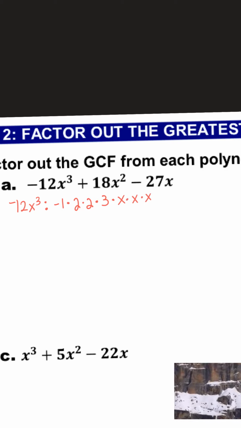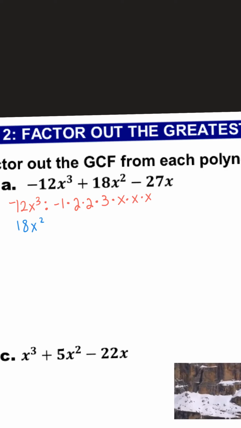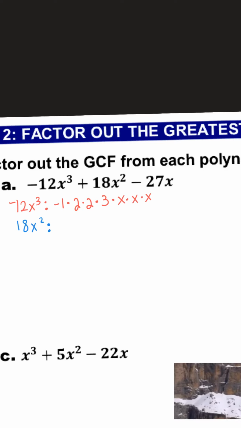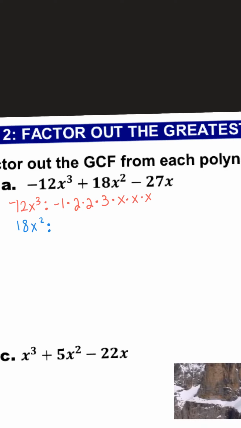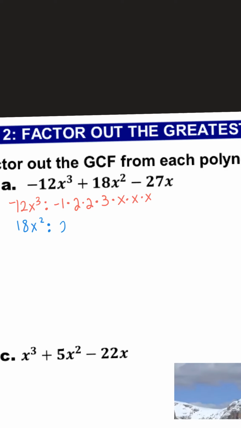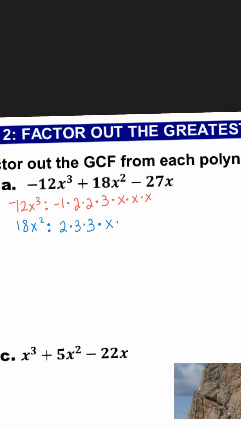Now for my next term, 18x squared. I don't have a negative this time, so I'm not going to pull one out. I know that 18x squared is equal to 2 times 9. So I'm going to say 2 times, and instead of 9, I know 3 times 3 gives me 9. So 3 times 3, and then 2 x's. So x times x.